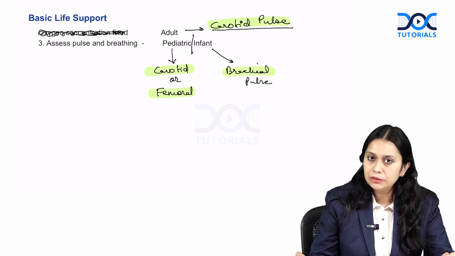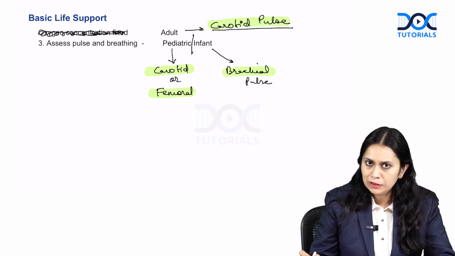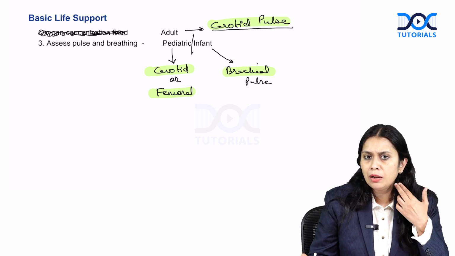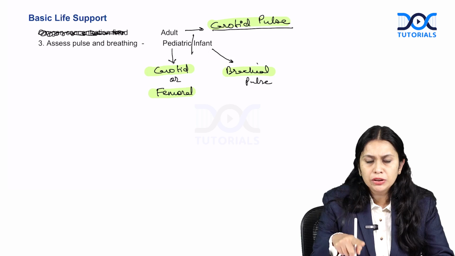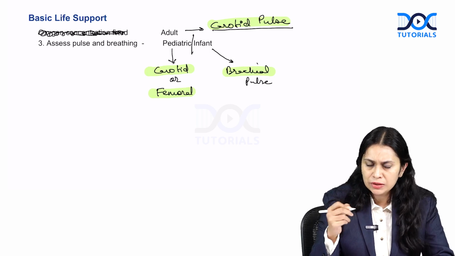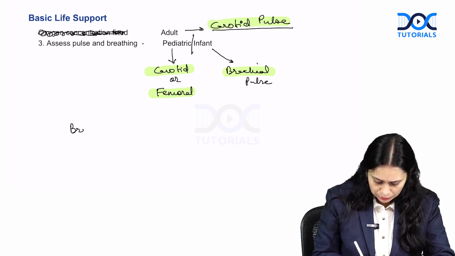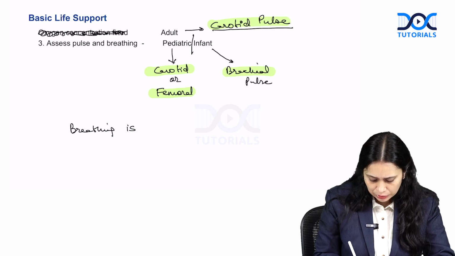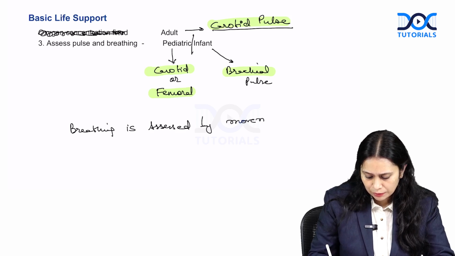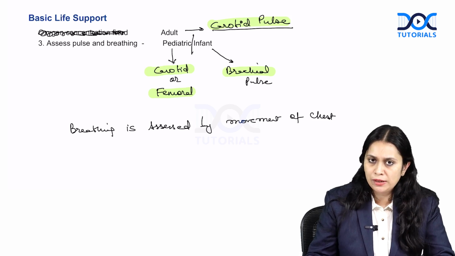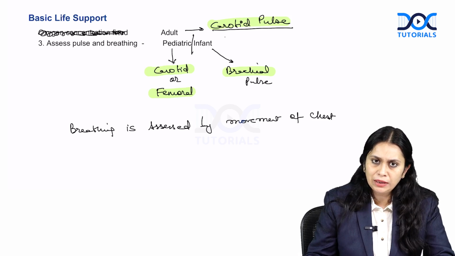Now remember that when you are feeling for the pulse, simultaneously your eyes should be on the chest of the patient. You have to see the chest movement for assessing the breathing. So breathing is assessed in all by seeing the movement of the chest, right? So a question can be asked: for a 7-year-old child, which pulse will you assess for establishing cardiac arrest, right?